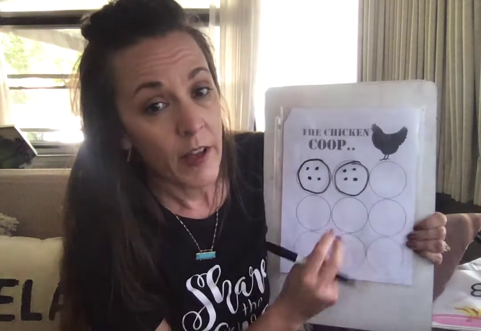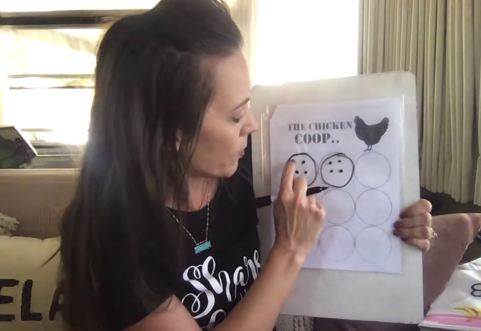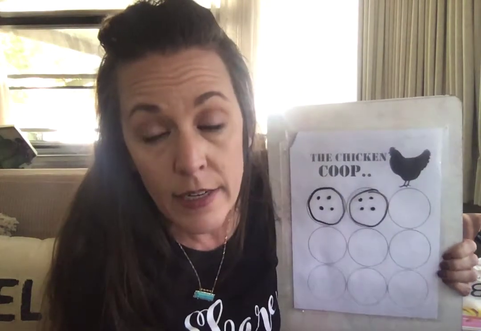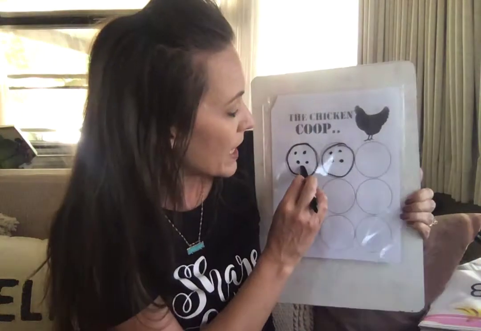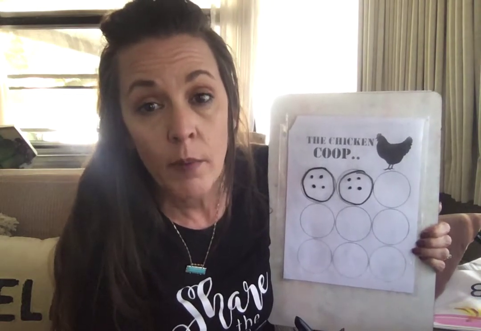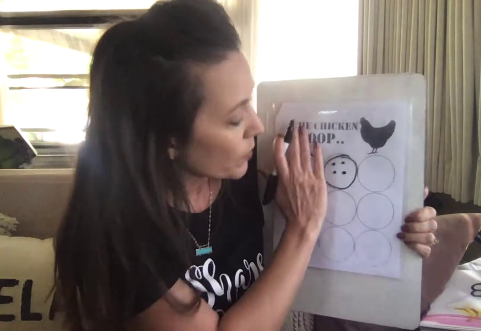One for you, one for you, one for you, one for you. And that's all 8 of my chickens, because I have 1, 2, 3, 4, 5, 6, 7, 8. I've used up all 8 of my chickens, and I have given each coop a fair share. Now the question is, how many chickens are in each coop? If I just look at one of those coops, I can see there's 1, 2, 3, 4 in that one.